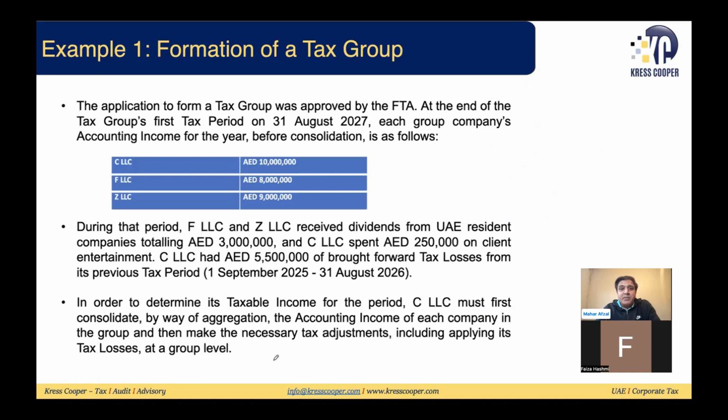The application to form a tax group was approved by the FTA at the end of the tax period, 31st August 2027. Each group company has its accounting income. This is their accounting income. Basically, as I mentioned in a previous example, for A, B, C, D, first they need to calculate their accounting income.